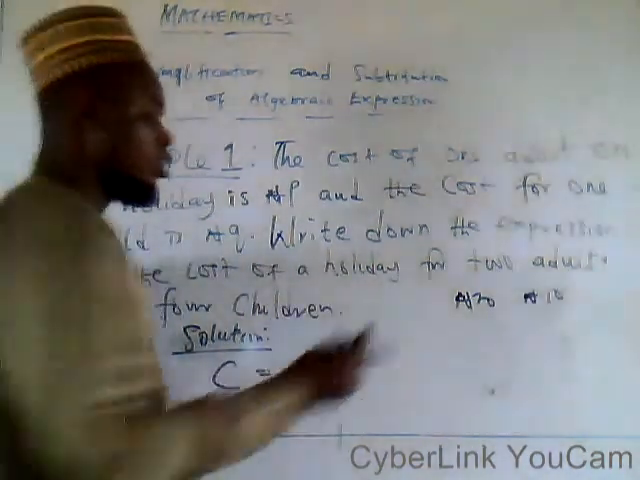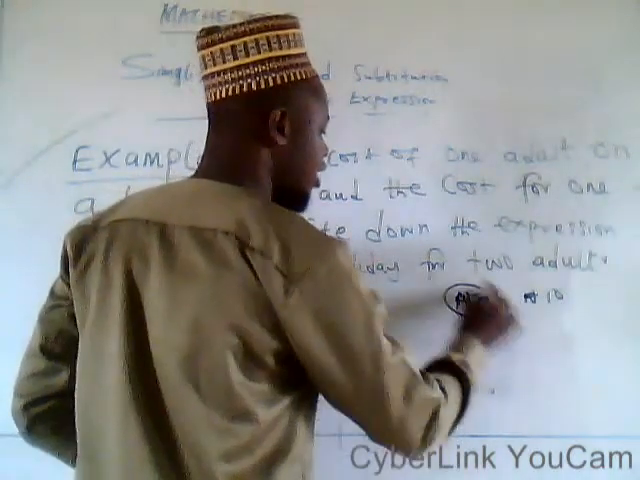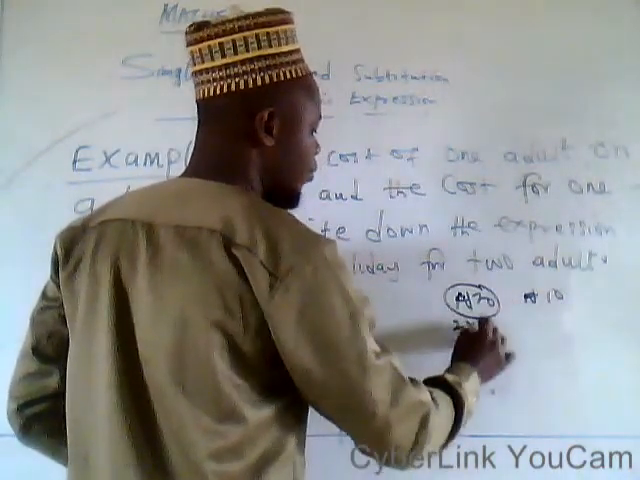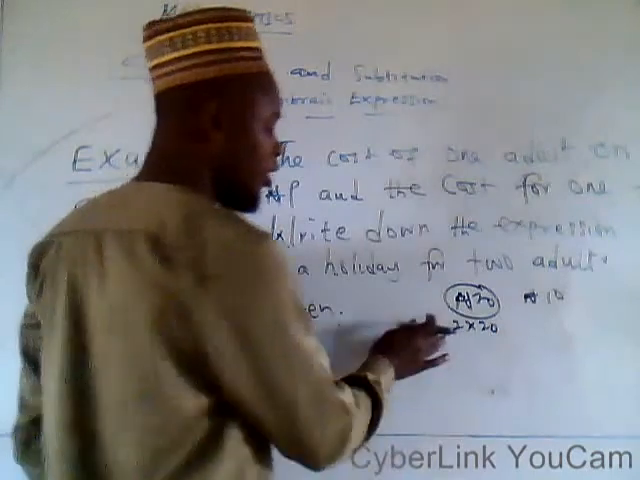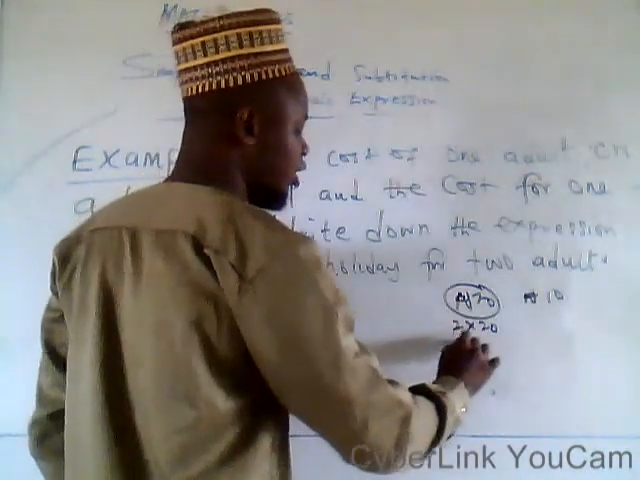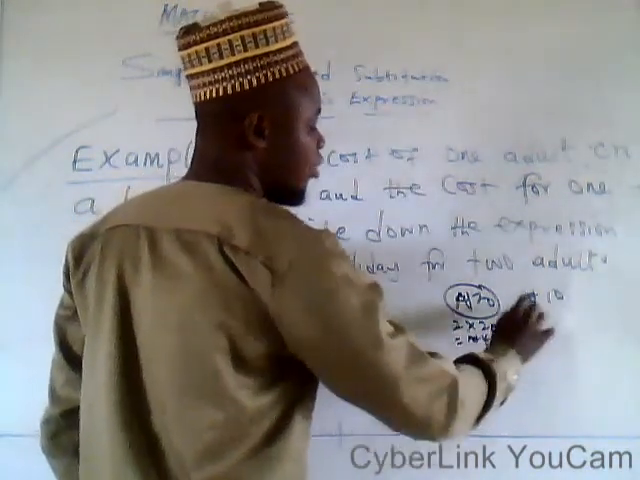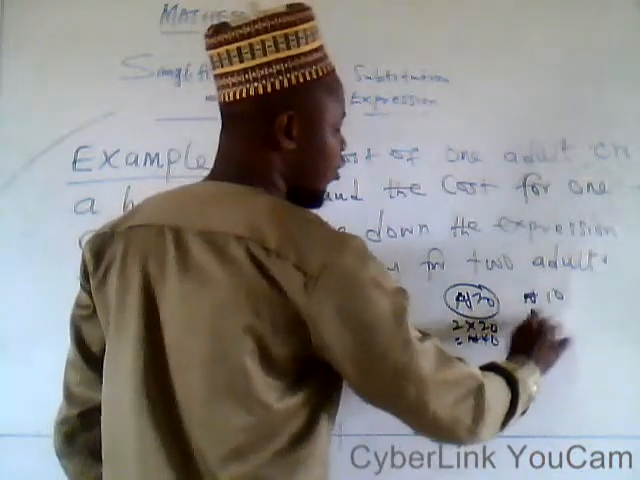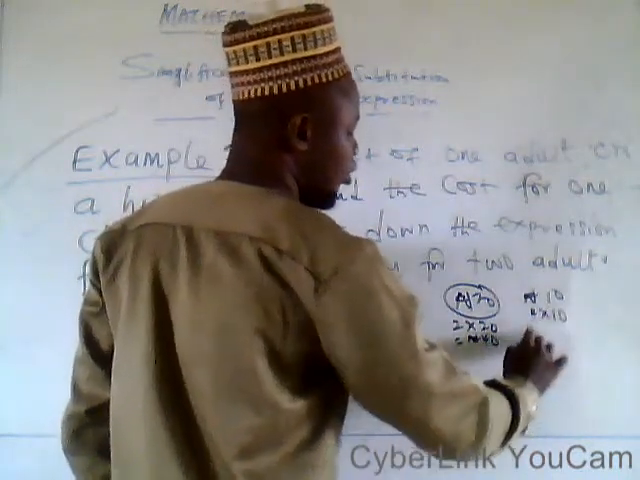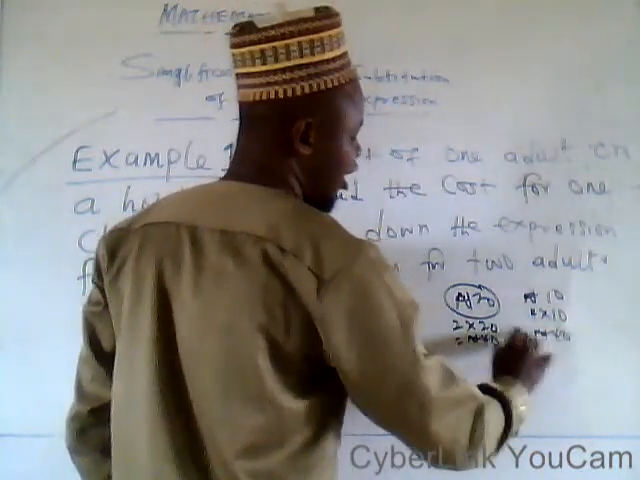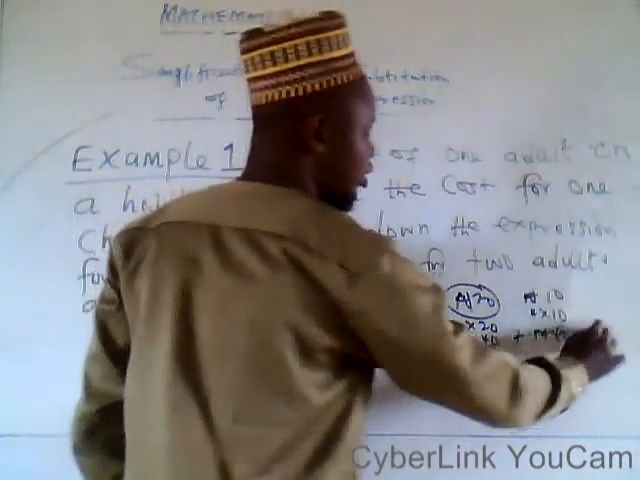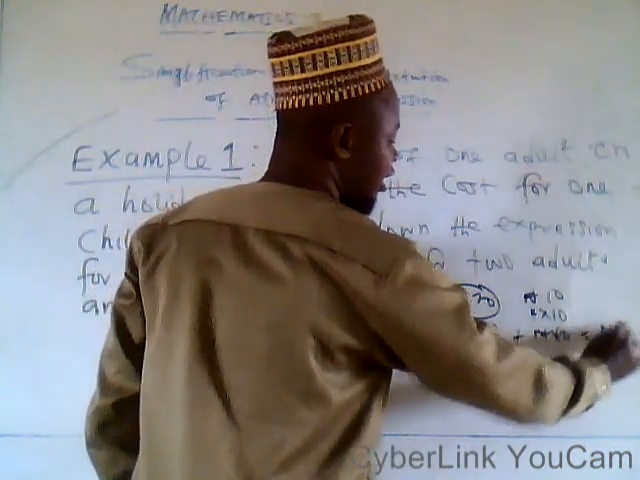From here, what do you do? Since you have 2 adults, it means you are going to have 2 multiplied by 20. So the money you are going to pay for the adult is 40 naira. The money you are going to pay for the children is 4 multiplied by 10, which is also 40 naira. Add the 2 together, you are going to get 80 naira.